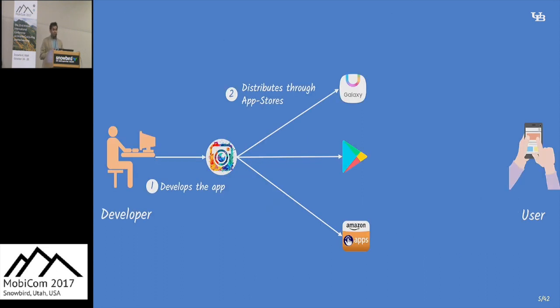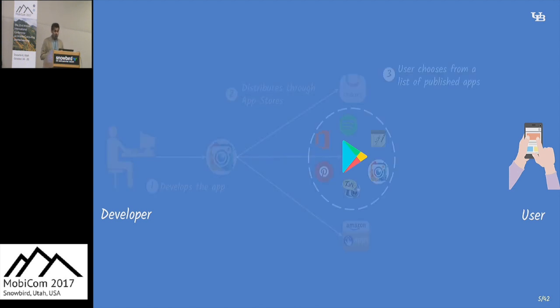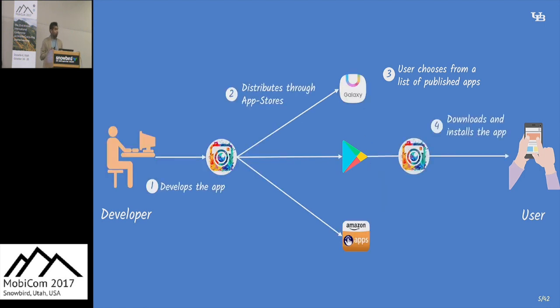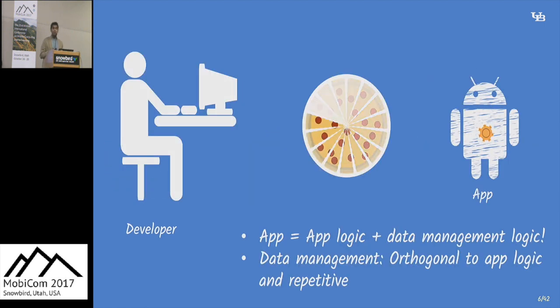In this ecosystem, a developer builds an app and distributes it through an online app store. A user sees a list of published apps that he wants to install and picks whatever he likes. From a developer's viewpoint, in this process of building an app, he not only has to create the app logic, but also has to spend significant time crafting the data management logic, which includes policies and mechanisms for managing data. This effort is often orthogonal to the core application logic and repetitive across apps.